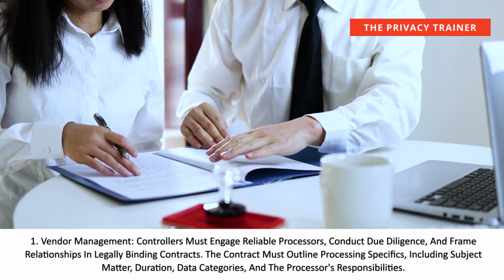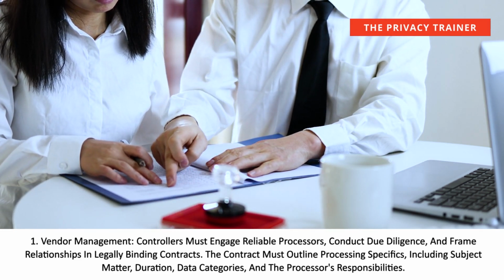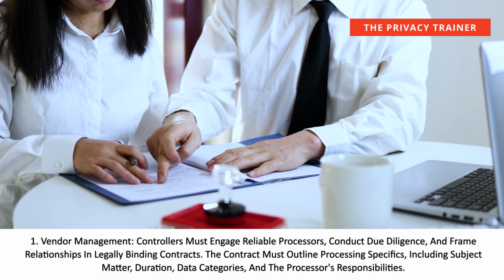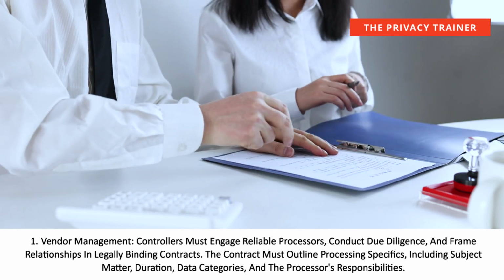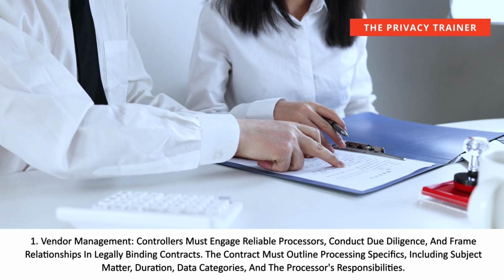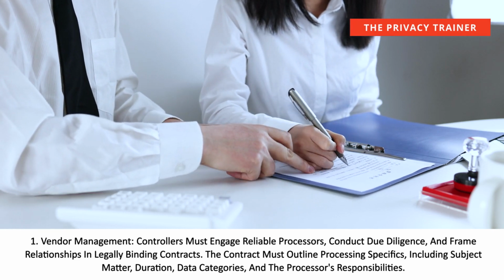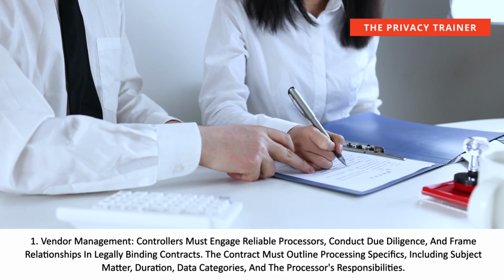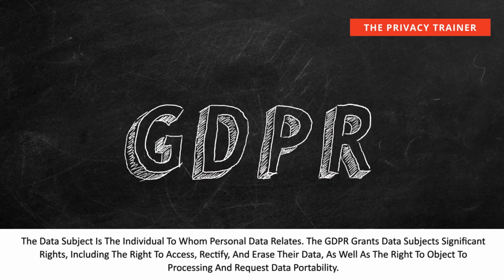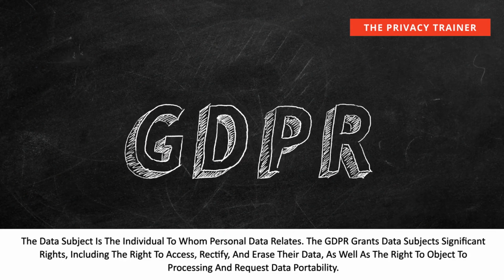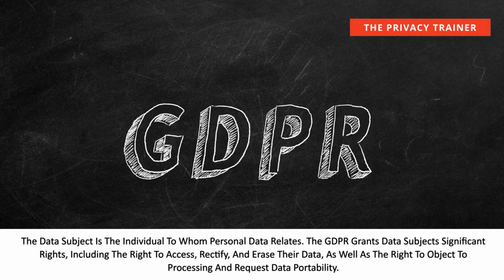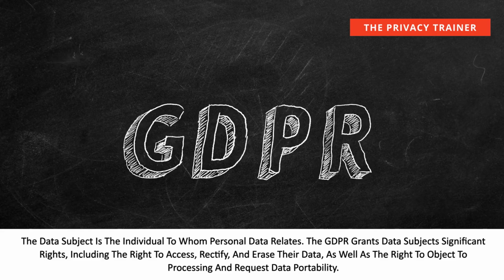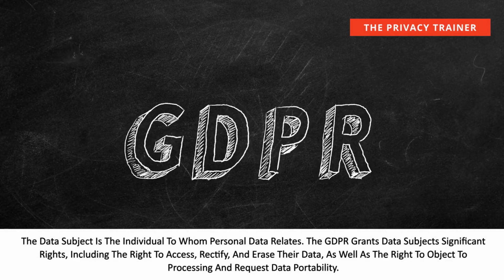Vendor management: controllers must engage reliable processors, conduct due diligence, and frame relationships in legally binding contracts. The contract must outline processing specifics, including subject matter, duration, data categories, and the processor's responsibilities. 7. Data subject. The data subject is the individual to whom personal data relates. The GDPR grants data subjects significant rights, including the right to access, rectify, and erase their data, as well as the right to object to processing and request data portability.